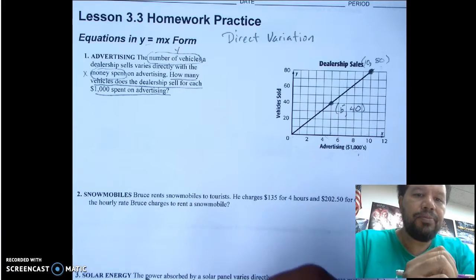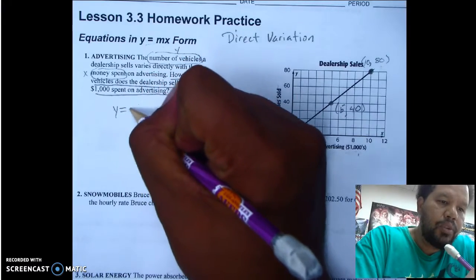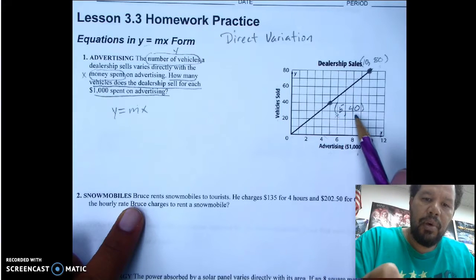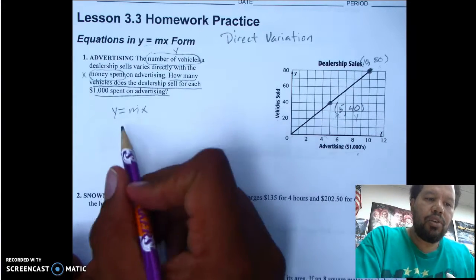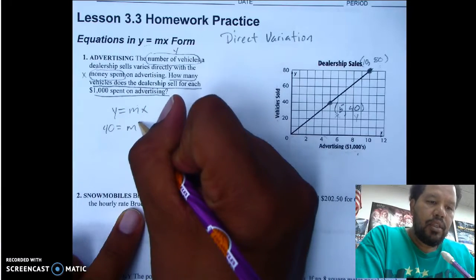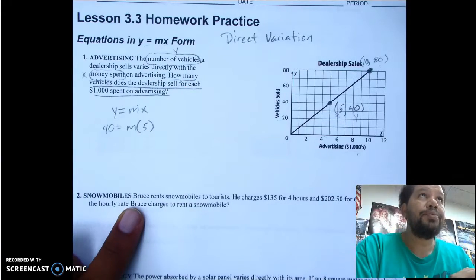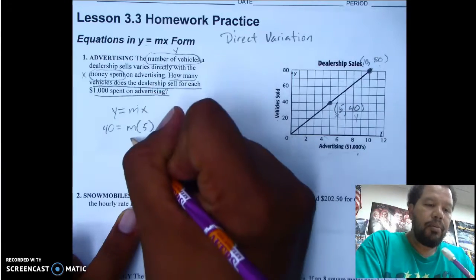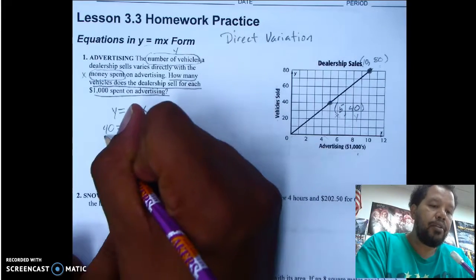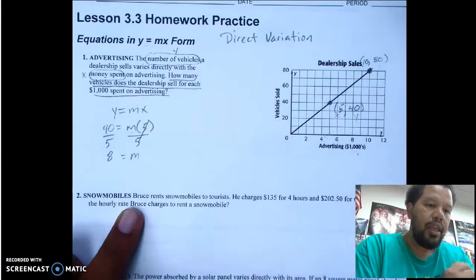find out per thousand? Well, in direct variation, since I have this y equals mx, I do have my x value and my y value right there. So I'm just going to plug that right in. I'm going to say 40 equals m times my x value, which is 5. Then to solve for m, since m is being multiplied by 5, I'm going to divide by 5 on both sides, getting my m by itself, and I get 8 right there.